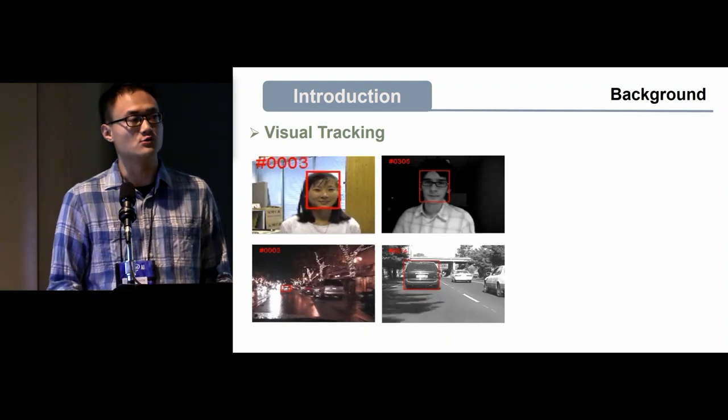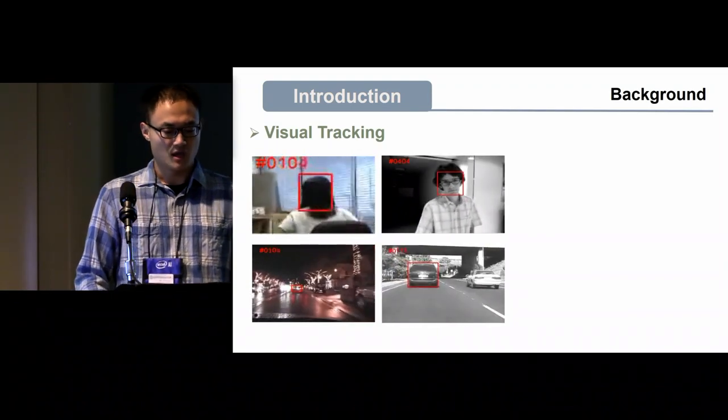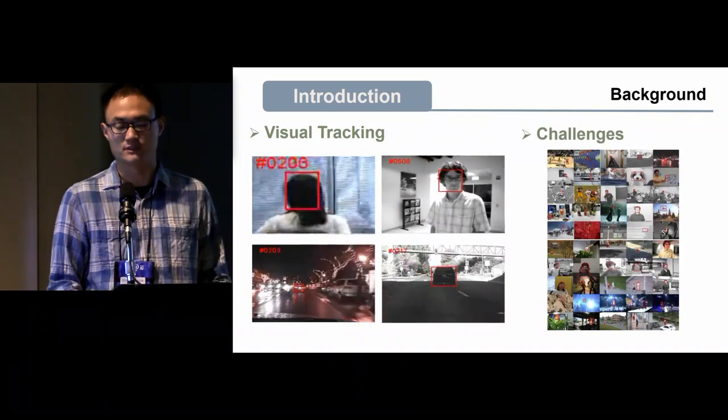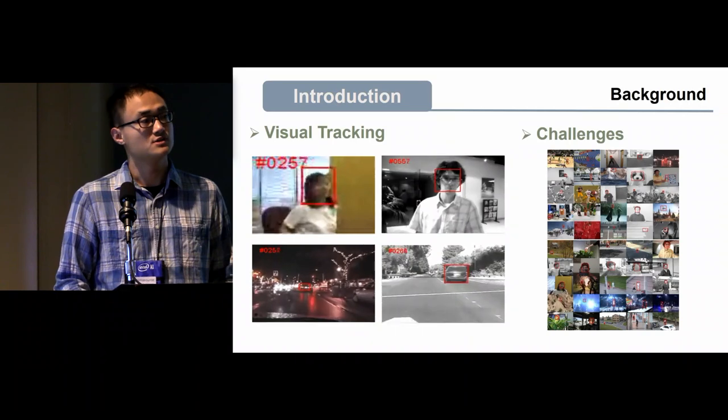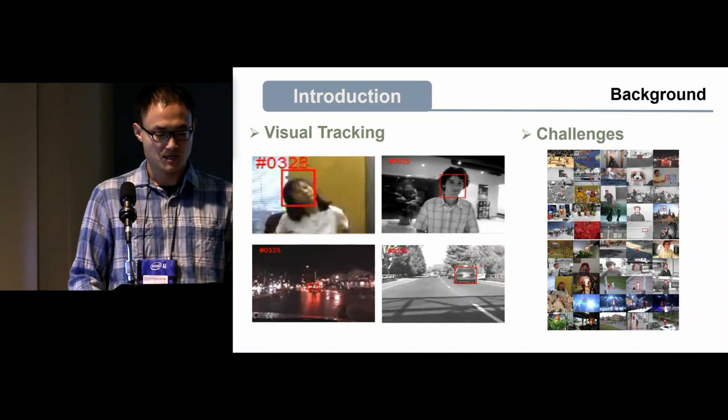The goal of visual tracking is to estimate target state over time. As we know, it is very challenging for visual tracking in the real world. It is due to the occlusion, changes in illumination, scales, and fast motion.